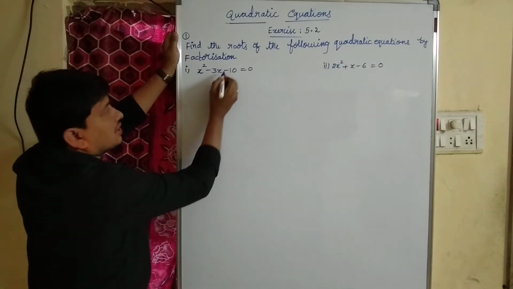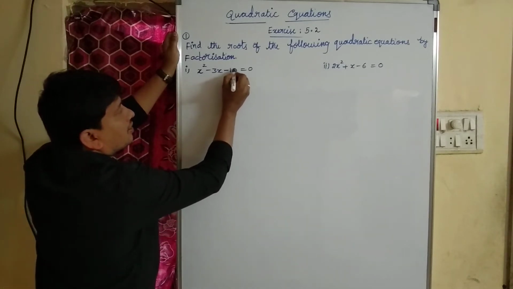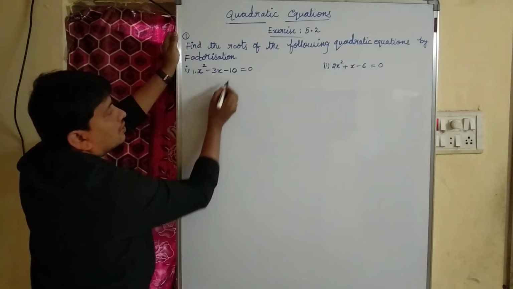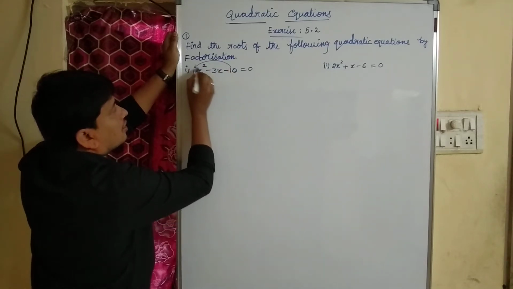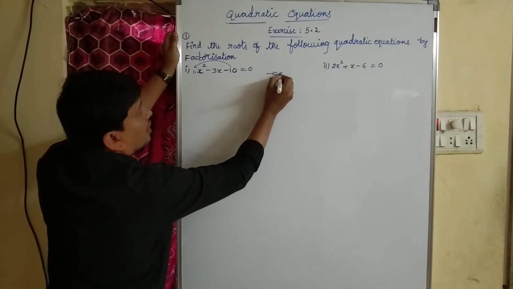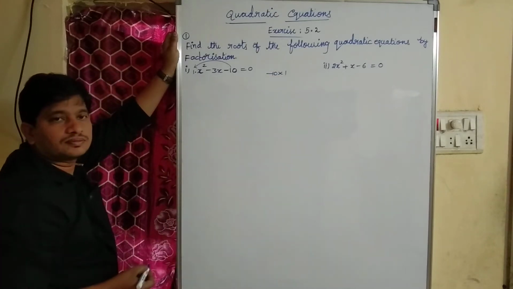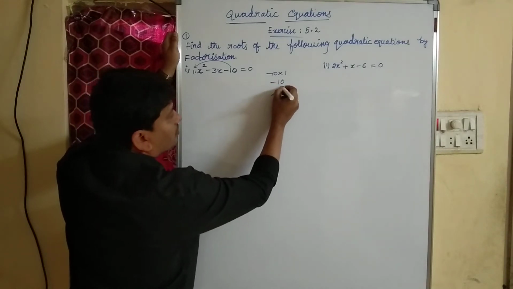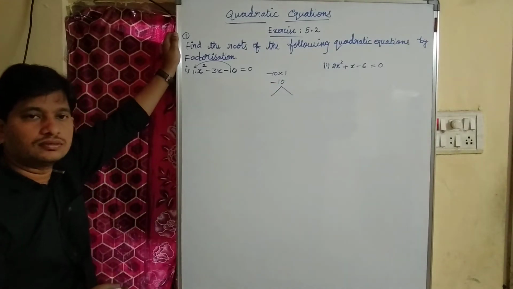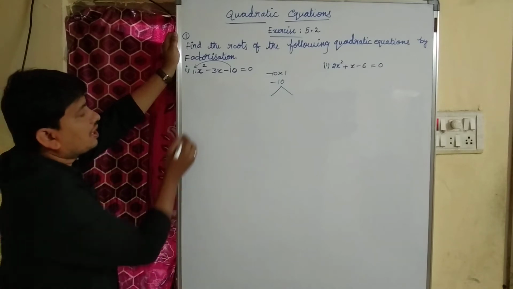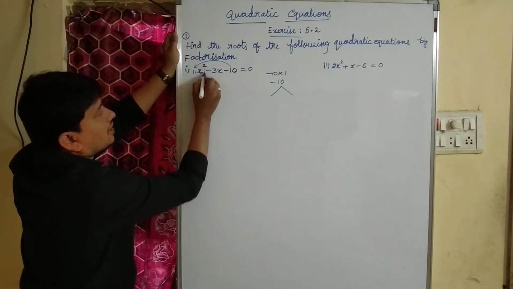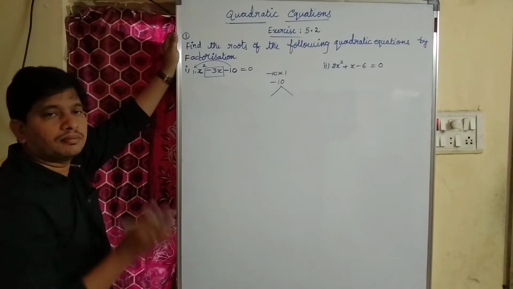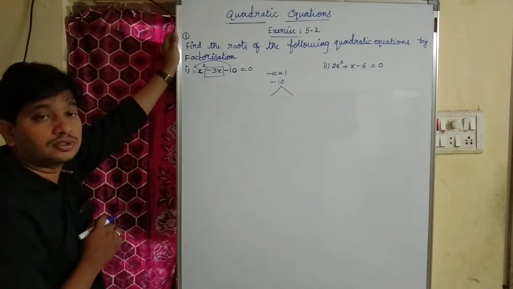As the constant here is minus 10 and the coefficient of x square is nothing, meaning 1, we need to multiply the constant into the coefficient of x square. So minus 10 into 1, that is minus 10. Now what is the middle term here, children? The middle term is minus 3x. Middle term minus 3x. You remember that.